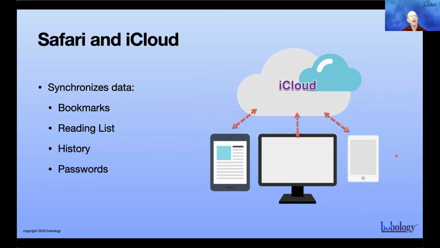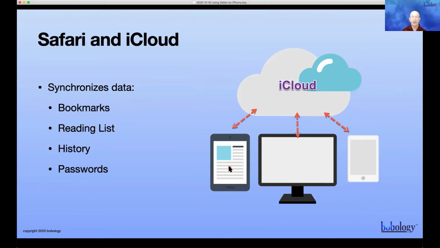Now, Safari also works with Apple's cloud called iCloud. And you can synchronize data such as your bookmarks, your reading list, your history, and also passwords. Safari will encrypt and keep track of passwords you use to log into websites as well. So when you have a tablet, an iPad specifically, or a desktop, a Mac specifically, or an iPhone, you are able to synchronize your settings through iCloud. All you have to do is turn on iCloud, and as long as you have an internet connection, those settings will synchronize across your devices.